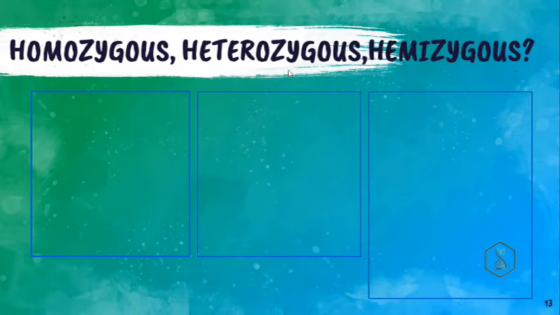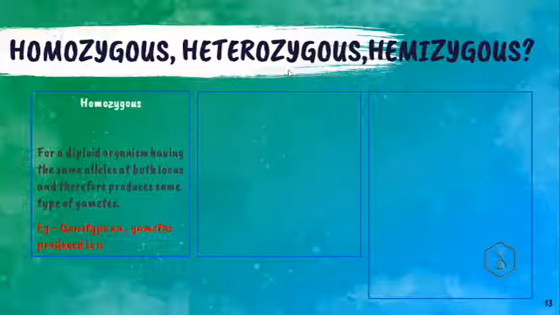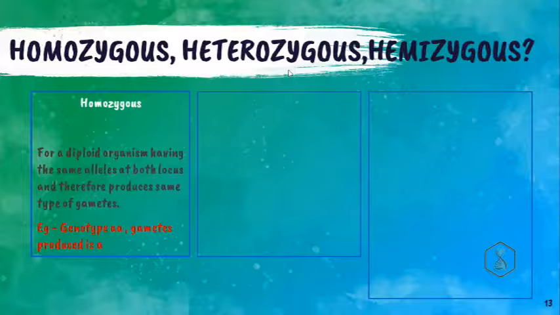What are homozygous, heterozygous, and hemizygous conditions? What is a homozygous condition? For a diploid organism having the same alleles at both loci, that is, if the same type of alleles are present in both loci, it is referred to as the homozygous condition. If alleles are the same, the gametes produced will be of a single type. For example, the genotype small a small a means both the alleles are small a, and the gamete produced is a single type, that is small a.